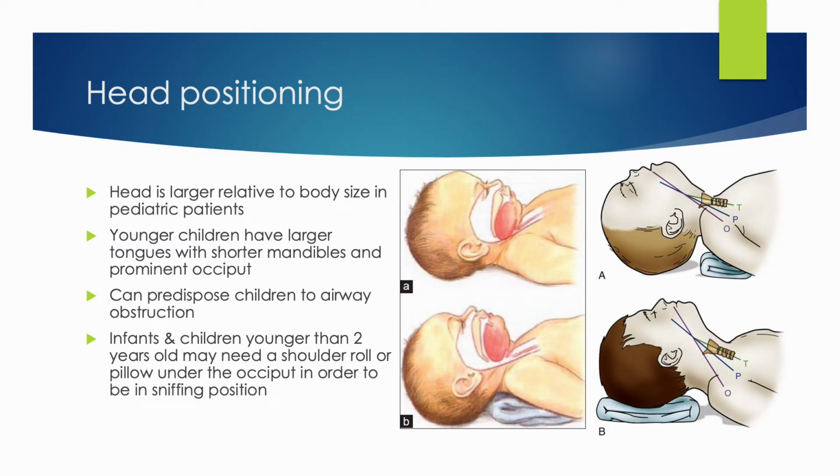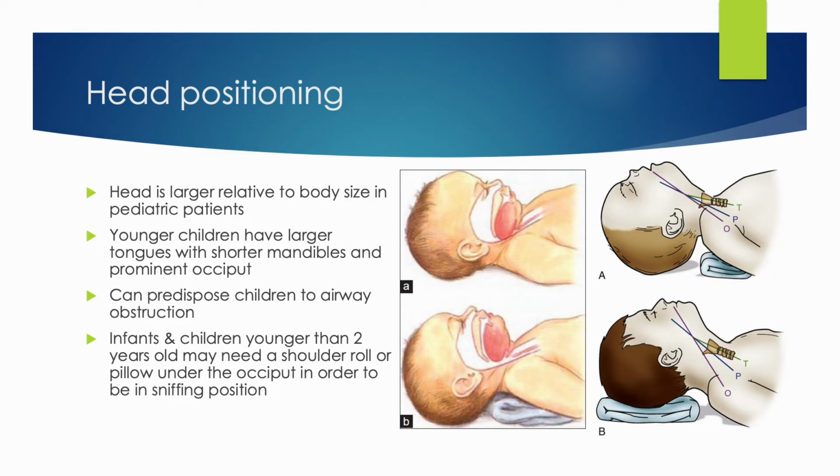In pediatric patients, the head is larger relative to body size. Younger children also have larger tongues with shorter mandibles and a prominent occiput, all of which can predispose children to airway obstruction. Infants and children younger than 2 years old may need a shoulder roll or pillow under the occiput in order to be in sniffing position.